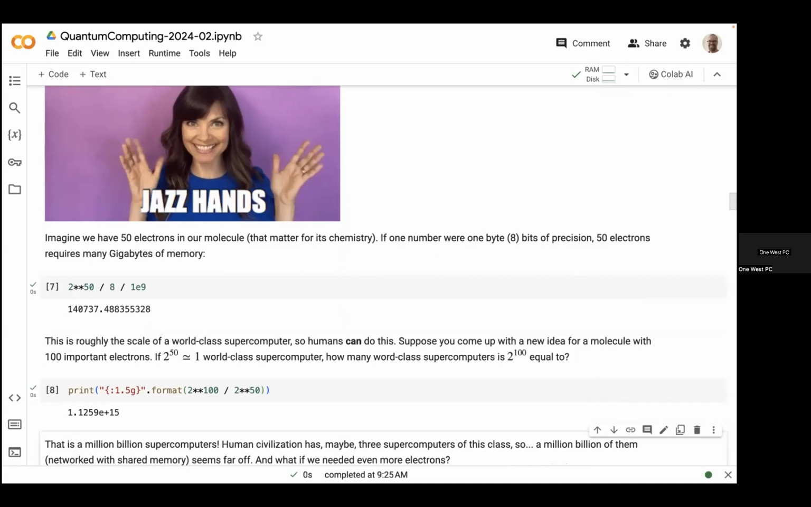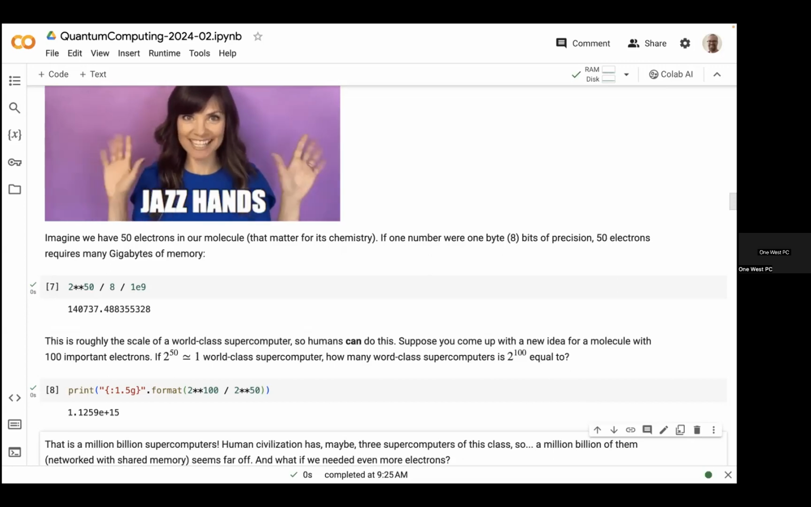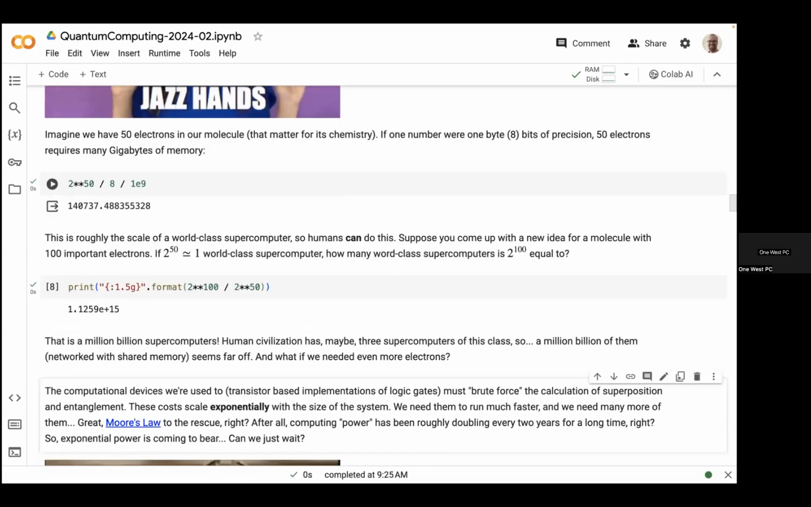So our civilization has like 3 computers of this class, right? So 1,000,000 billion of them seems kind of hard to pull off, especially with their networks to share memory and all that kind of stuff. And what if we want even more electrons? What if you have an idea for 150 electrons or something like that, right? I mean, you can see how this is running into big problems.